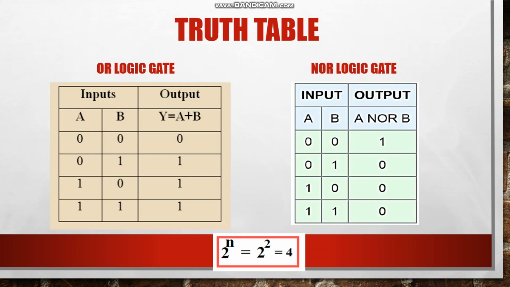Now, I already said the output for the OR logic gate is Y equal to A plus B, whereas the output for the NOR logic gate is A NOR B, or else you can also say A plus B the whole bar. Now see the column of A and column of B for the OR gate, and the column of A and column of B for the NOR gate. Both are the same. Both have the same combination 0 0, 0 1, 1 0, 1 1. So from where did I get this combination?